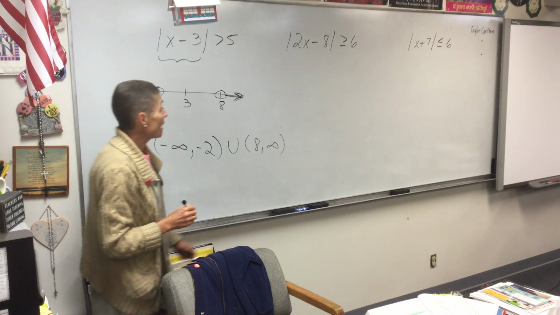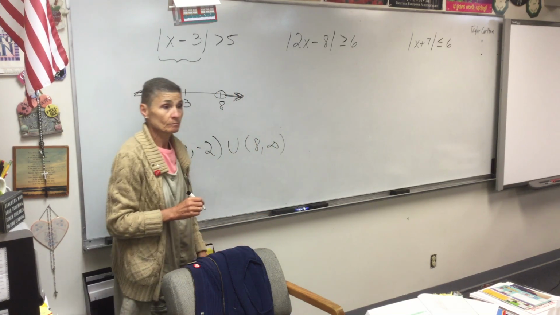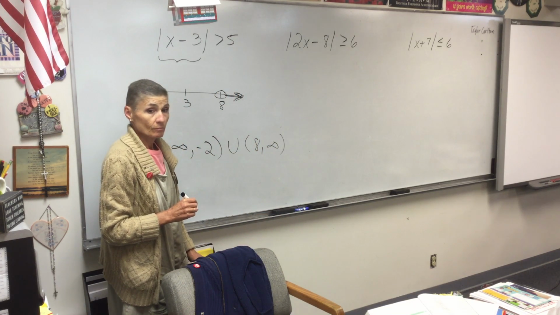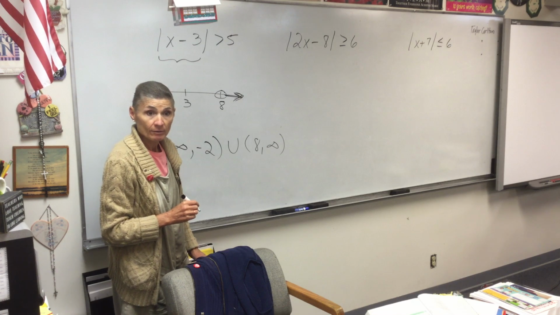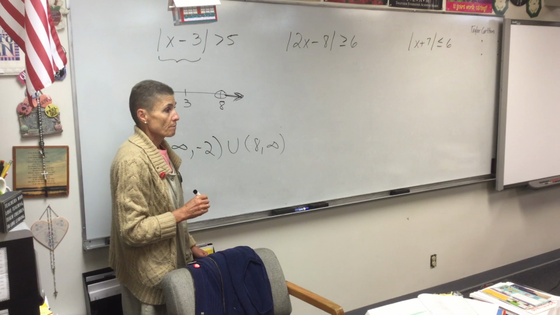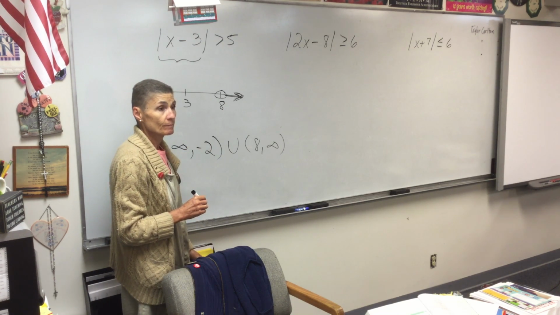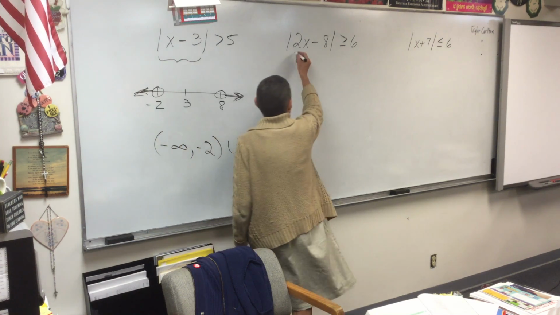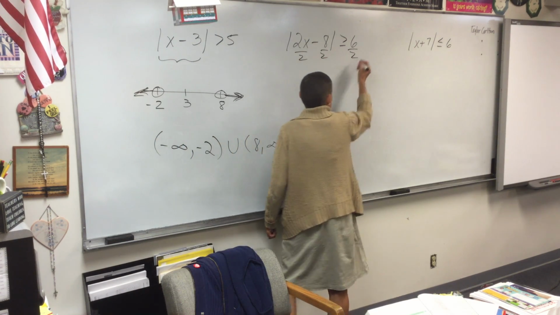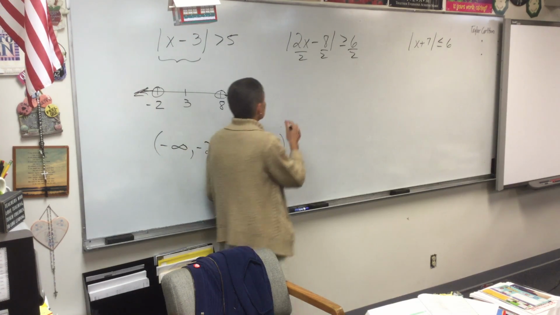Everybody okay? Now I'm getting tricky now. Look here, what's tricky about that one? I stuck a 2 in there. Well, wait a minute. I can't have a 2 in there. This won't work with the 2 in there. So what am I going to have to do? Divide by 2. And that's perfectly legit as long as you divide everything by 2.